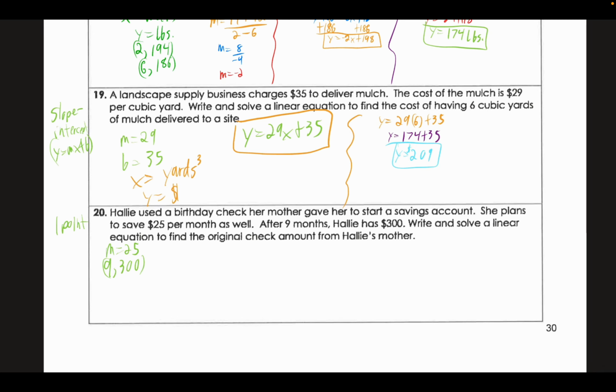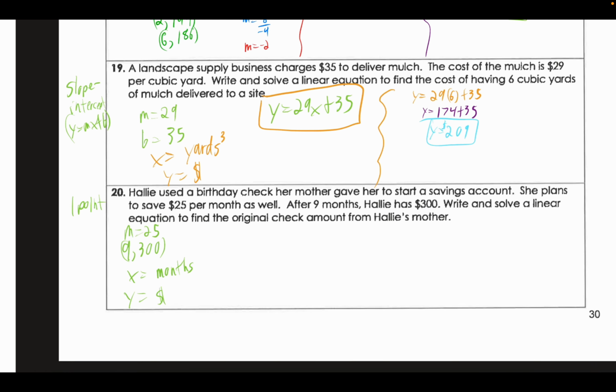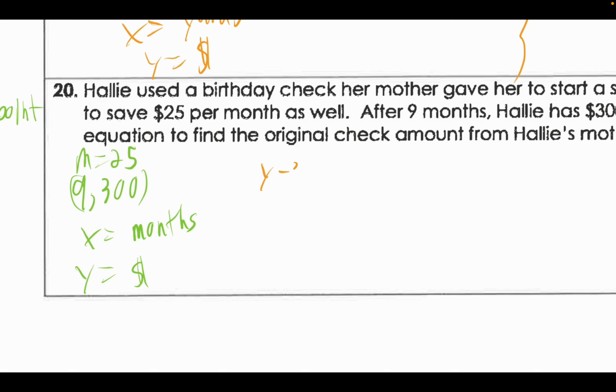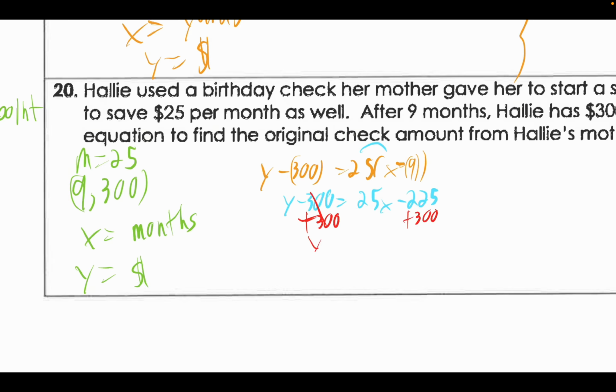We're going to use the point and the slope. Now it is important for us to know what x and y are, where x is the number of months, and y is the money being saved. So I plug this into point slope form, and I'm going to get y minus 300 is equal to 25 times x minus 9. As I distribute my 25, I end up getting 25x minus 225. And if I add 300 to both sides, we get y equals 25x plus 75.